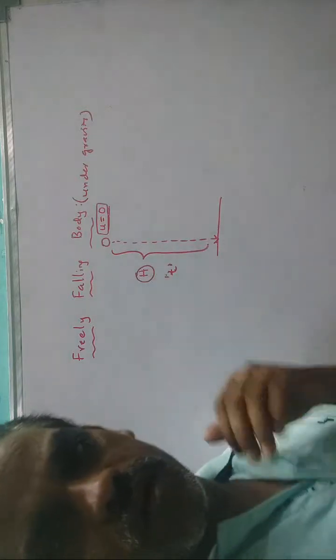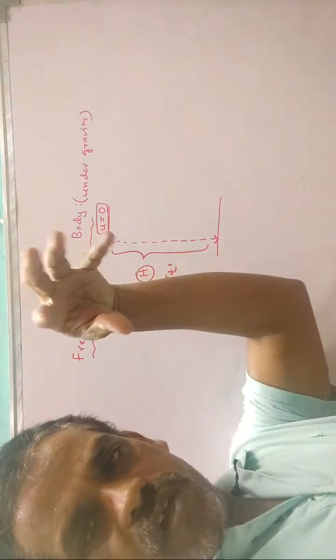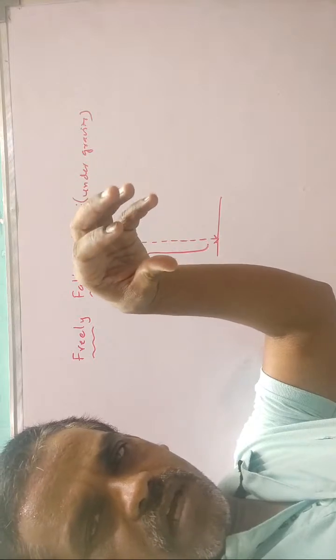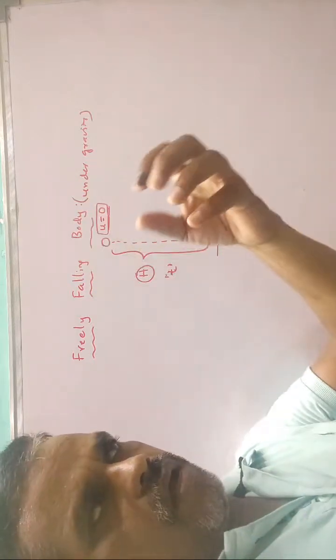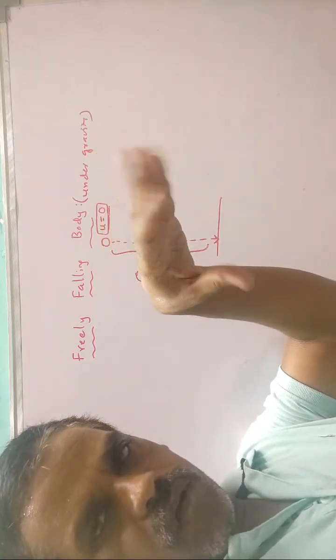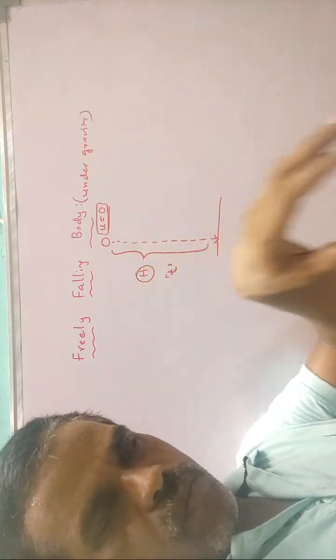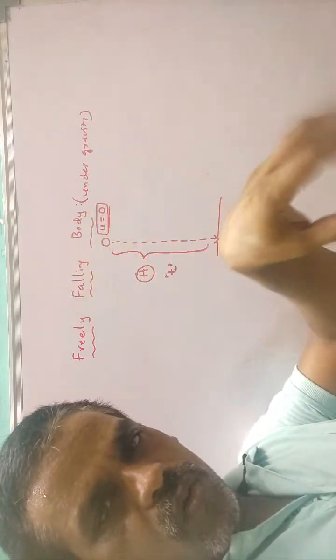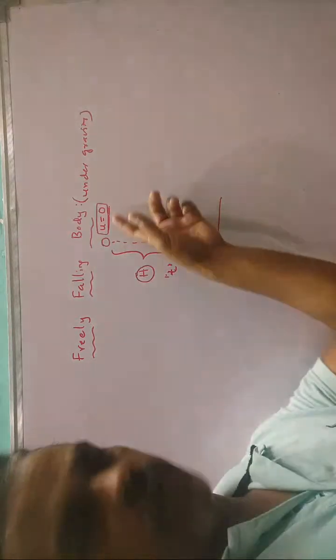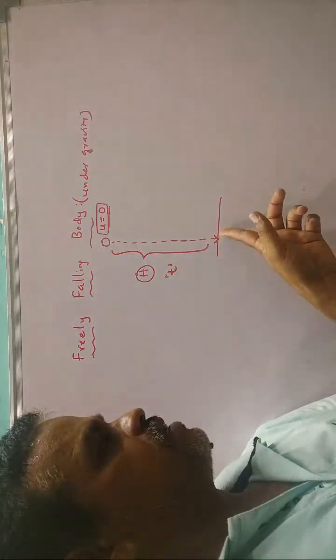Freely falling body. Simply I leave the body without any initial velocity. It has no velocity. Simply I take the ball and just leave the ball. Simply I open the fingers, then the ball will go down. So what happens at that time? U equal to 0. It will come down and reach the earth.